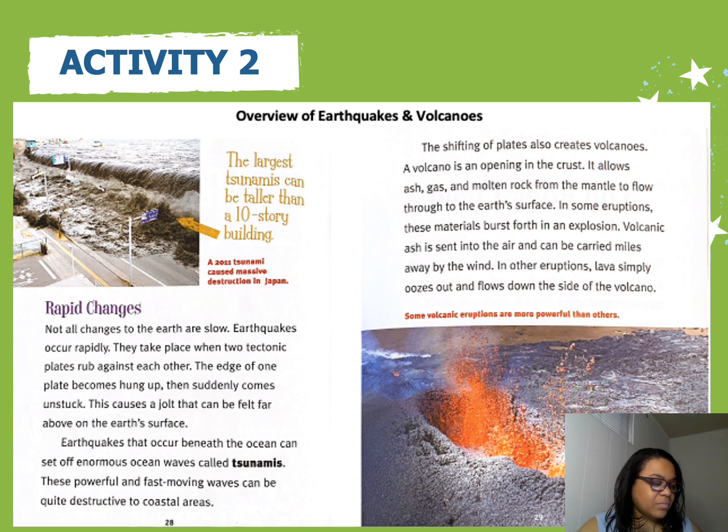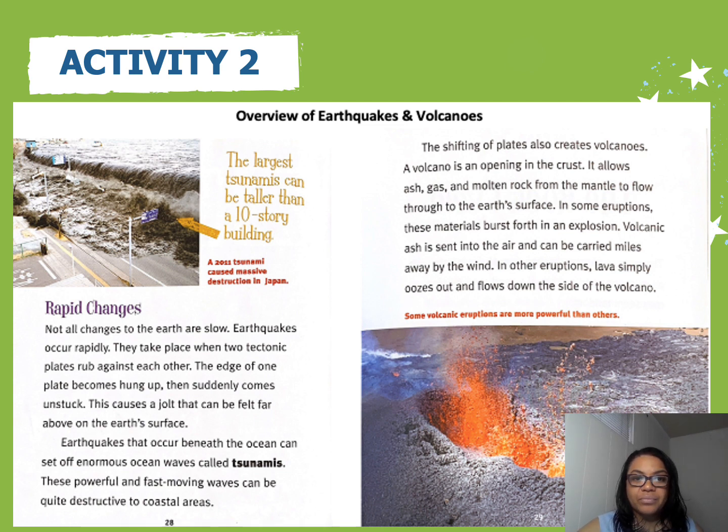Okay, rapid changes. Not all changes to the earth are slow. Earthquakes occur rapidly. This takes place when two tectonic plates rub against each other. The edge of one plate becomes hung up, then suddenly comes unstuck. This causes a jolt that can be felt far above the Earth's surface.